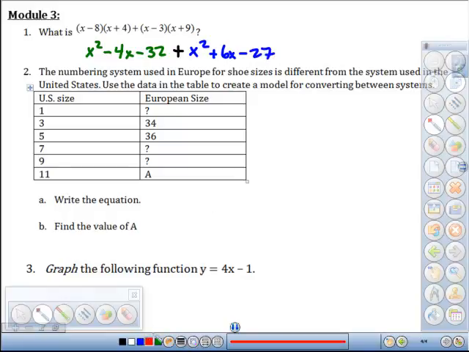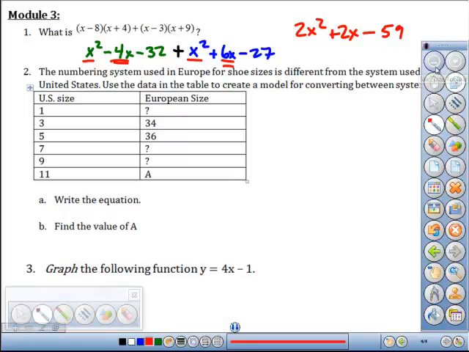Now I'm just going to combine the like terms. I see that we have 2x squared, so that's going to be 2x squared. And then here, this is a negative 4 and a positive 6, so that'll be a positive 2x. And then right here, the 32 and the 27, those will be added together, but they'll be negative. So that'll be negative 59. That's the sum of that.